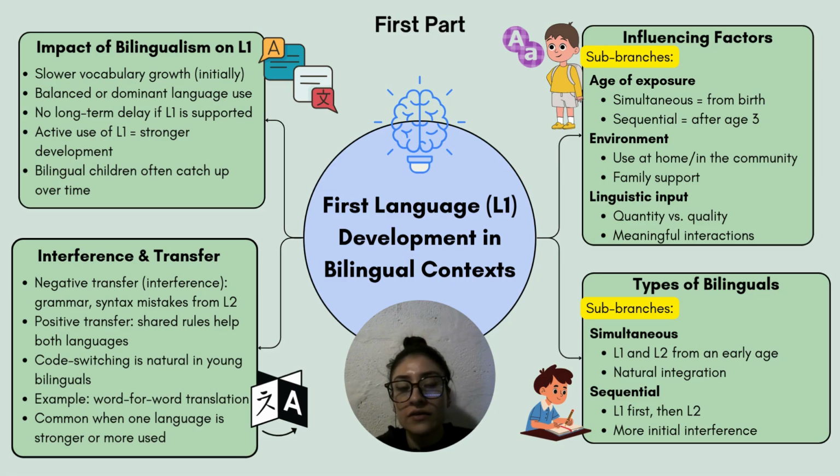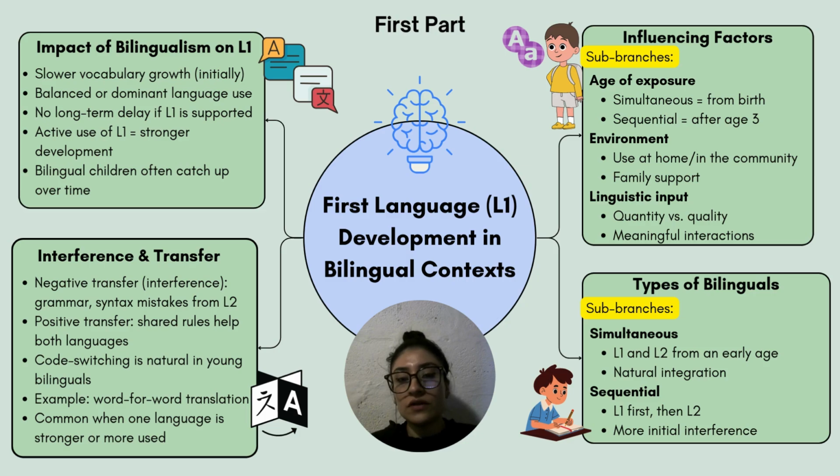Now, regarding interference and transfer, sometimes children apply grammar or word order from their second language, L2, into their first language, L1, which is called interference. On the other hand, positive transfer can occur when the two languages share similar structures, helping the child learn both.